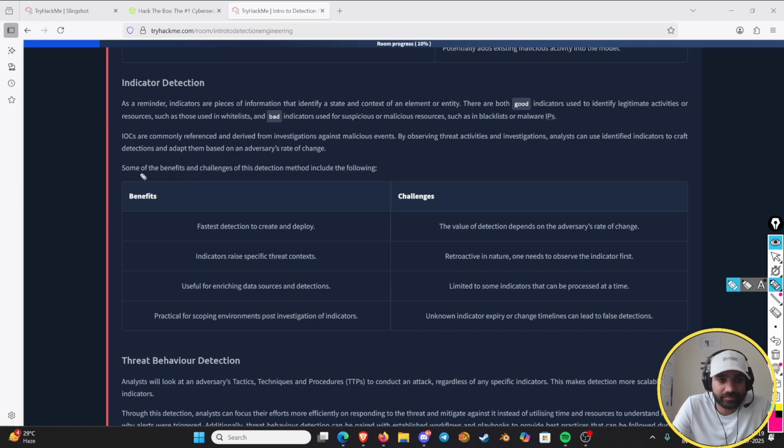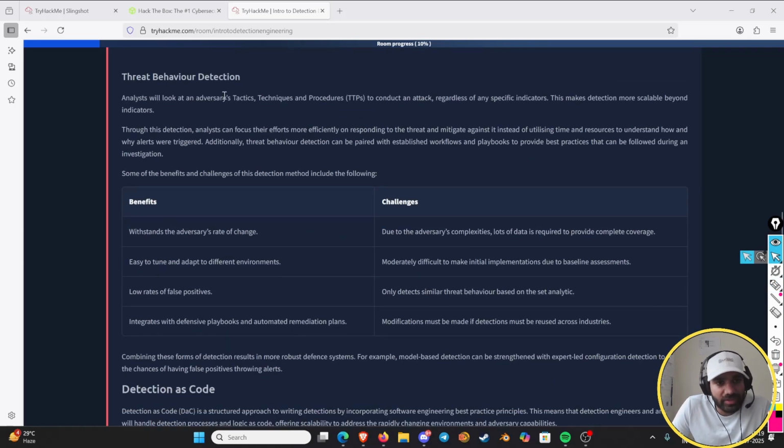rate of change. The benefit is it is the fastest detection to create and deploy. The value of detection depends on the adversary's rate of change. Indicators raise specific threat context. Retroactive in nature, one needs to observe the indicator first. Useful for enriching data sources and detection, limited to some indicators that can be processed at a time. Practical for scoping the environment post investigation of indicators. Unknown indicator expiry or change timelines can lead to false detection. A lot of information.